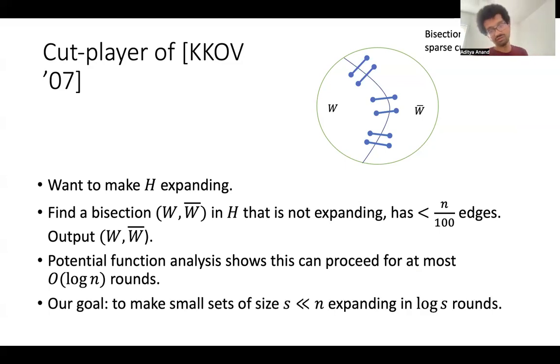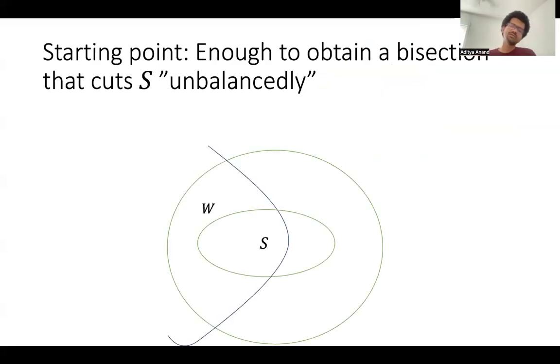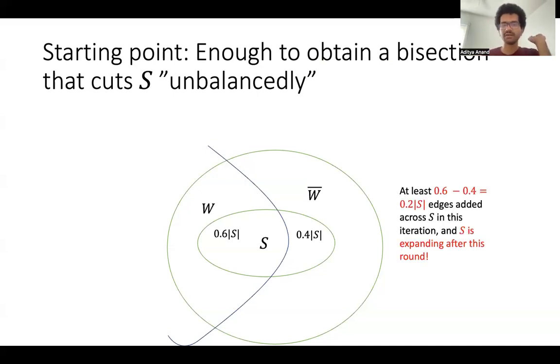But now again, our goal is to make only small sets expanding, right? So how we'll do this is through a local analysis. Let's fix a set S of size S and see what happens to it as we do the regular cut matching algorithm. So suppose the cut player finds a cut as in the previous algorithm. Let's look at what it does to this set. Suppose this set was cut in an unbalanced fashion so that 60% of S is on the left and 40% of S is on the right.